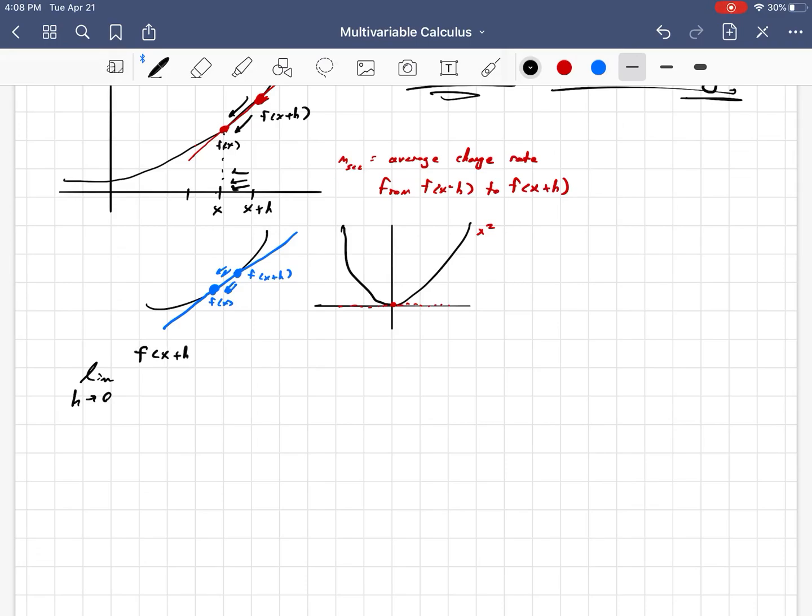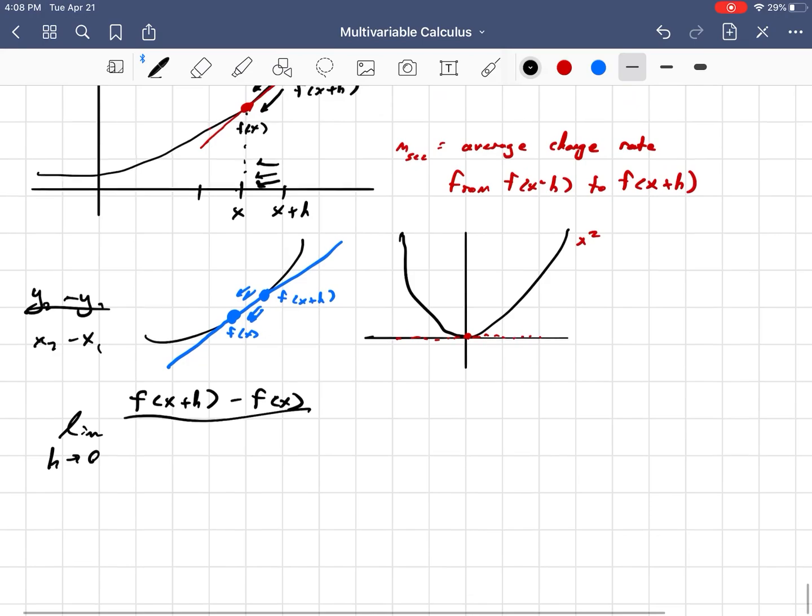Okay, now what I have said in math speak is that I'm considering the limit as h goes to 0, our distance h, of f of x plus h minus f of x over h. I'm really just doing the slope formula here, y2 minus y1 over x2 minus x1, because these shouldn't be exponents, these should be subscripts.